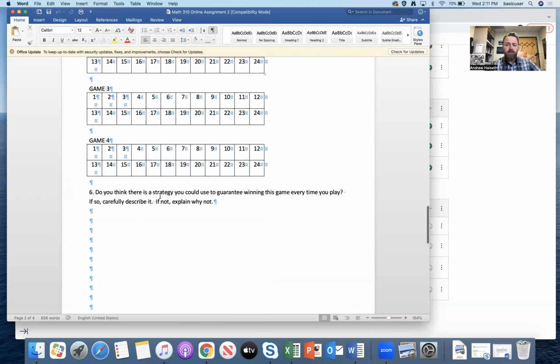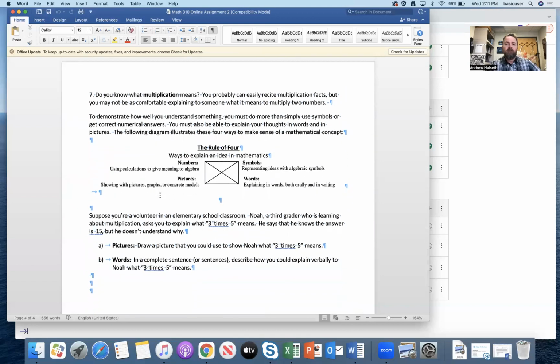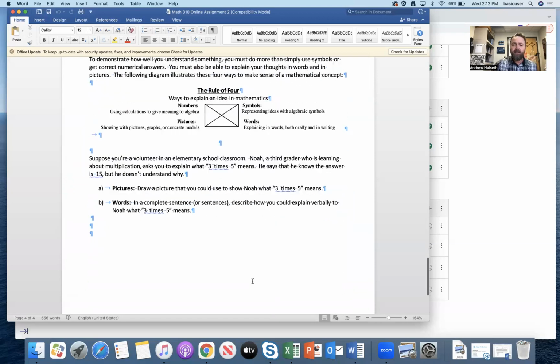And that's it for that assignment. Oh no, there's one more question here, number 7. Totally like a sidebar, right? Just some ideas about multiplication. This class is about instruction and being an educator. So what are your thoughts on multiplication, and what are some ways that you can explain it, right? Using what's called this rule of 4 that you can read through. Okay, so just looking for some pictures and words about what 3 times 5 means, and some maybe creative ways to explain that. Okay, that's that assignment.